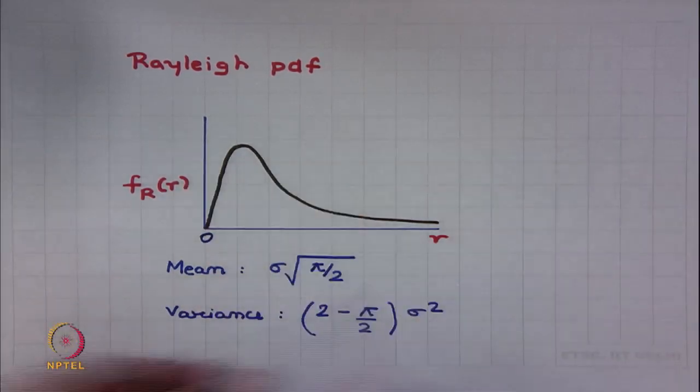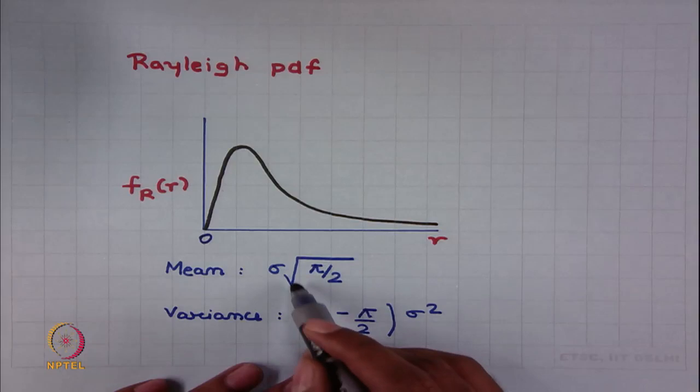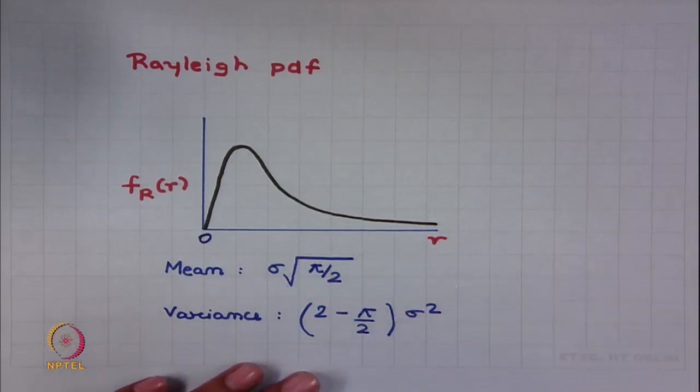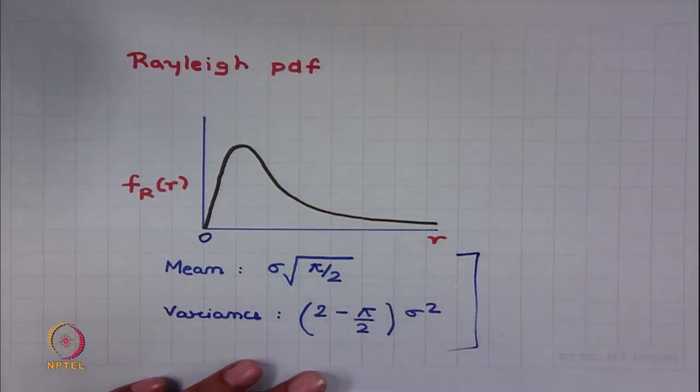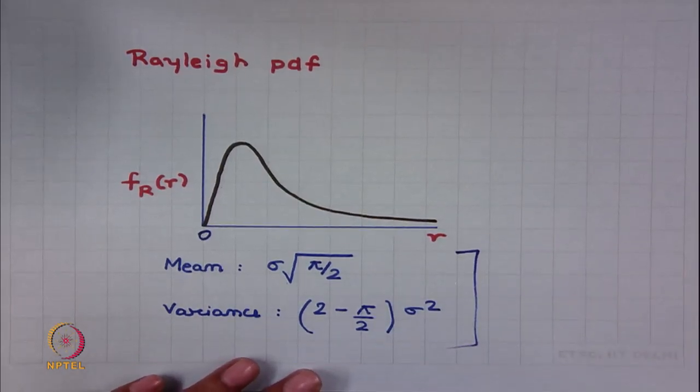The mean of this PDF is sigma times the square root of pi by 2, and the variance of this PDF is 2 minus pi by 2 multiplied by sigma square. So, you might have to use this sometimes in your life, and thus it is a good idea to know that these mean and variances exist.